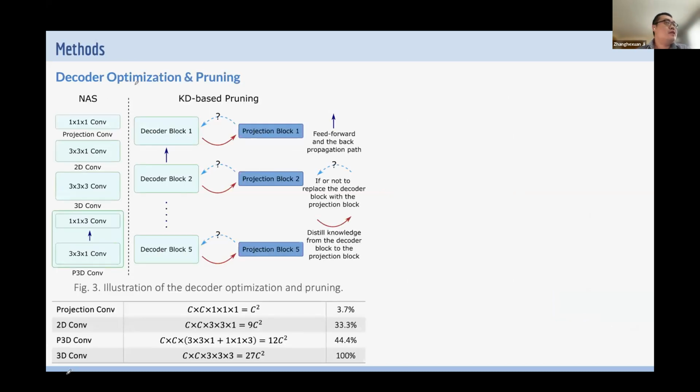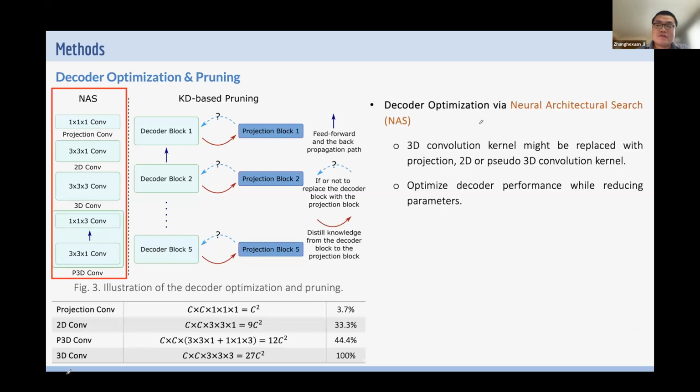And for the decoder optimization, we first do the optimization using neural architecture search, or NAS. So in this case, we want to replace the 3D convolution kernel with a projection kernel, a 2D kernel, or a pseudo 3D kernel.